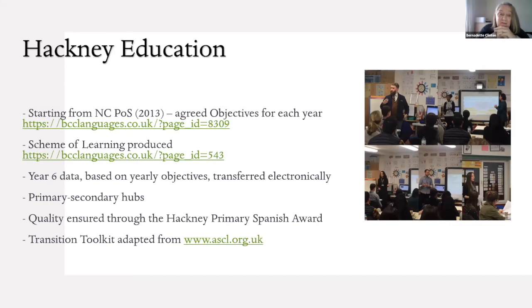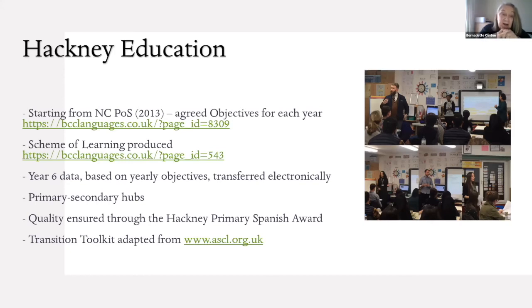We were also asked by the secondary heads, how do we know what the quality of the provision is in primary? So we set up our Hackney Primary Spanish Award, which was similar to the national award that was set up by Hertfordshire, so that we can say the quality of this one is bronze level, silver or gold. Again, the secondaries know the quality of the provision in the primary schools. Because what we don't want, obviously, is secondaries not respecting what the people in primary have done, which sometimes there's a tendency to do.